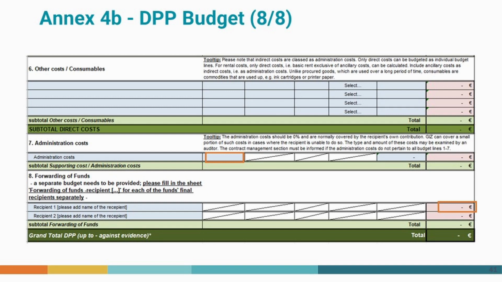At the end of the template, in a dark green cell of the main budget sheet, you find the item titled Grand Total DPP, which would show the final total volume of your DPP budget. We would advise you to double-check all values to avoid any mistakes. With that, we conclude our brief presentation of Annex 4B, DPP Budget. Let's move on to Annex 5A and 5B, Business Case and Financial Mechanism.